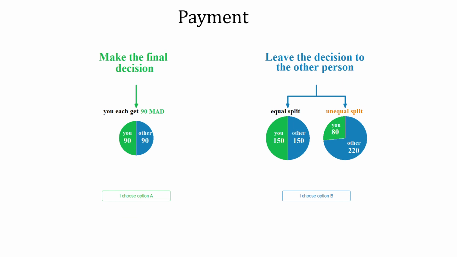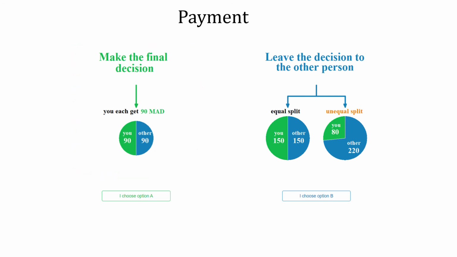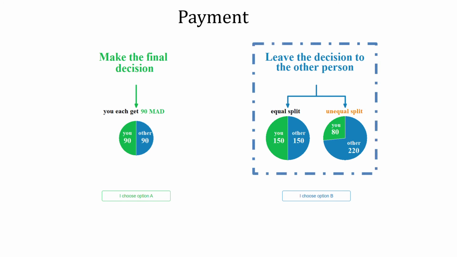Suppose that the randomly selected number refers to this question, and your answer was option A. In this case, you will receive 90 dirhams. And if your choice was option B, in this case, we will check the answer of the other player with whom you were randomly paired at the beginning of the experience, and you will be paid according to his choice.